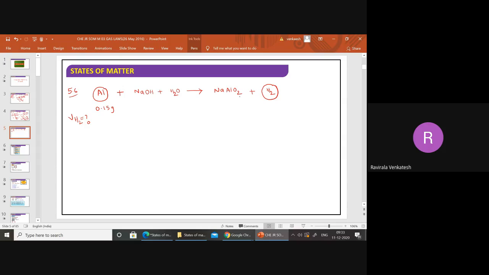20 degrees Celsius. Now, let me balance this reaction. To balance this one, if I take 2 moles of aluminium here, we get 2 moles of aluminium here also. If we get 2 sodiums here, put 2 sodiums here also. Then how many hydrogens do we have here? 2 hydrogens. How many oxygens here? 2 into 4, so 8 oxygens.